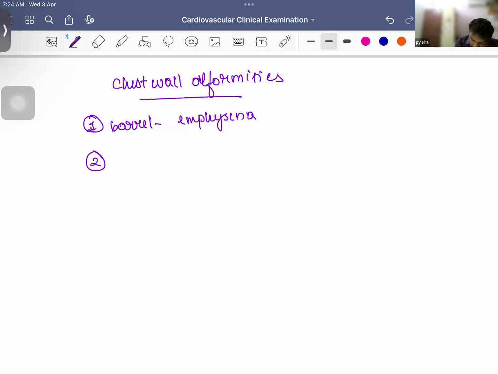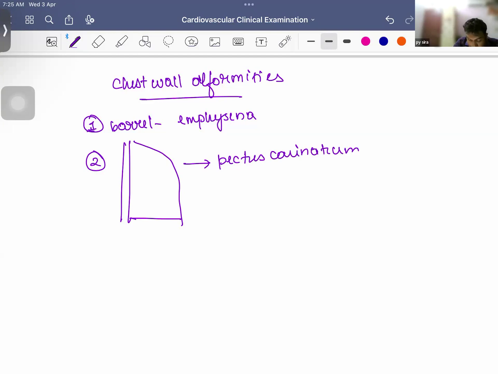Next one, where the chest wall is like this, which is pectus carinatum, which is called pigeon's chest. This is usually called pectus carinatum, which is seen in childhood asthma, childhood rickets, and even Marfan's.